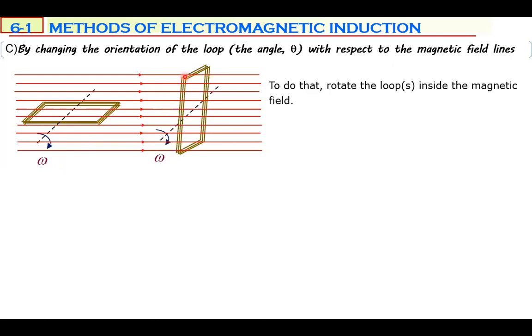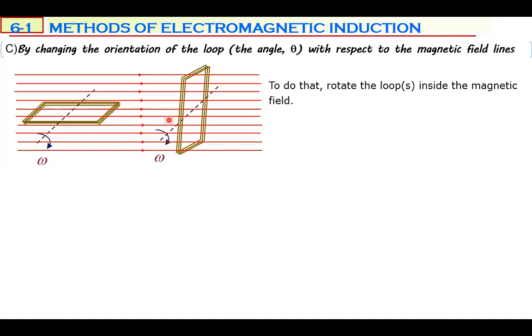Then you start rotating it, and you make it perpendicular to the magnetic field lines. So the maximum number of lines are crossing the area. So magnetic flux is changing, yes. That's why this change in magnetic flux induces an EMF on this coil. So by changing the orientation of the loop, that is, the angle with respect to magnetic field lines, you rotate the loop inside the magnetic field.